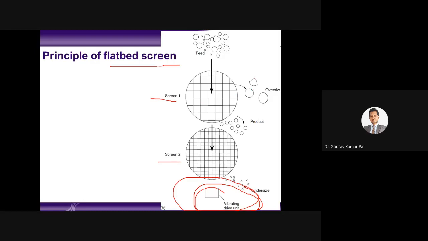This is the principle of flatbed screens. Here the screen will be completely flat. There is no rotation, nothing. Just vibration was there. There is no round circle rotation here. So we will move to the next activity.